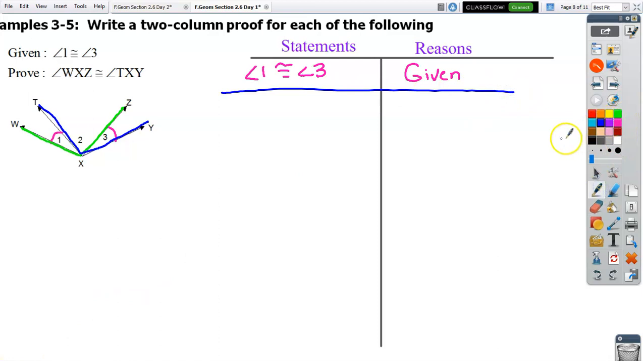Now we got our given. So the first thing we've got to do is get rid of this congruent symbol. So I'm going to rewrite this with an equal sign. So angle 1 is equal to angle 3, and that's definition of congruence.